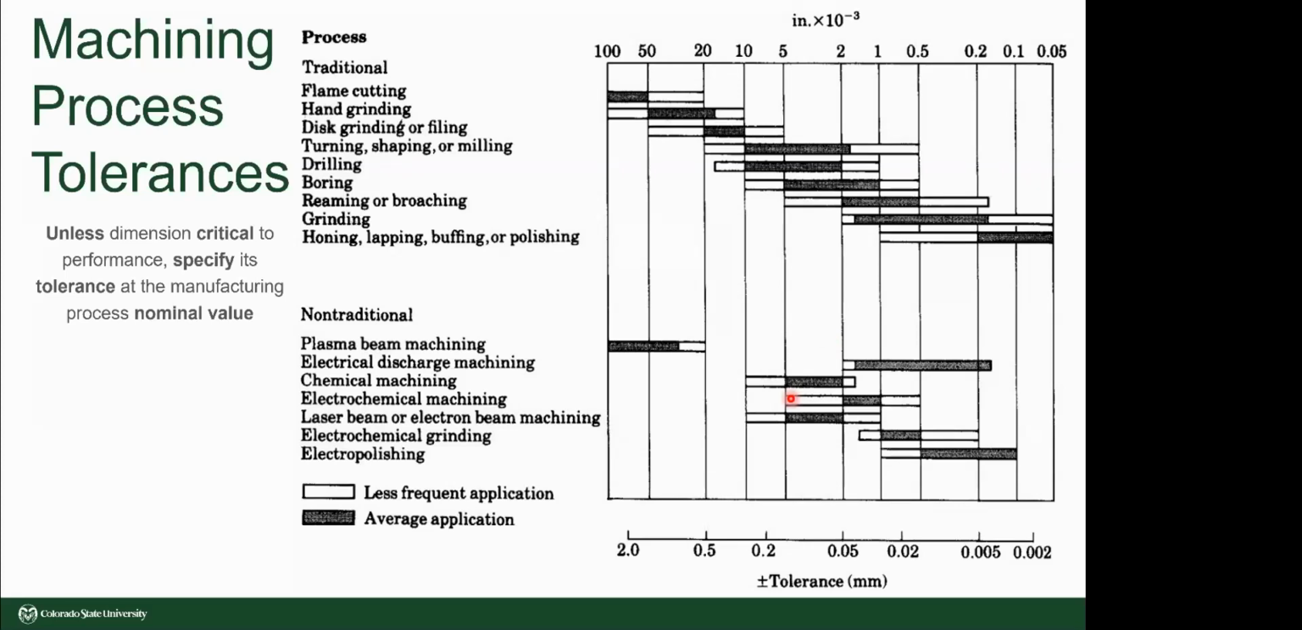So what you should do is figure out what machine you're going to use to make that base plate, and then whatever tolerance is very easily achieved by that machine, you can specify it at that tolerance level.